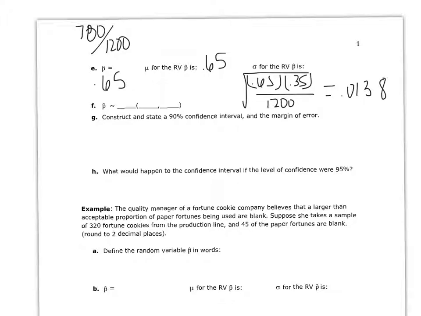So now going back to the result I started off with, it turns out p hat is normally distributed with a mean of just p, 0.65.